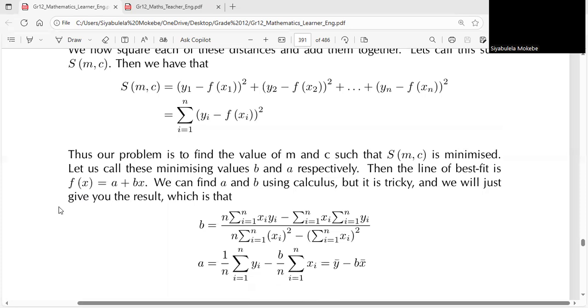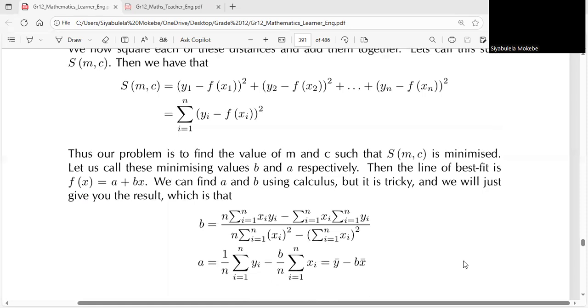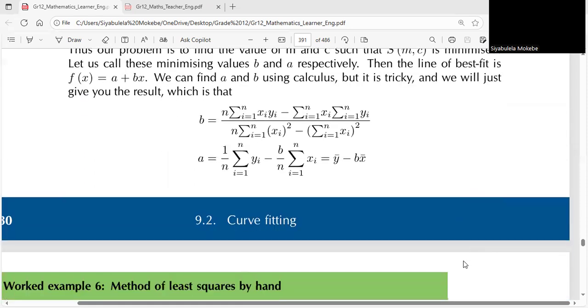Then the line of best fit is f of x equals a plus bx. You can find a and b using calculus, but it is tricky, and we will just give you the result, which is that. Look at that thing.